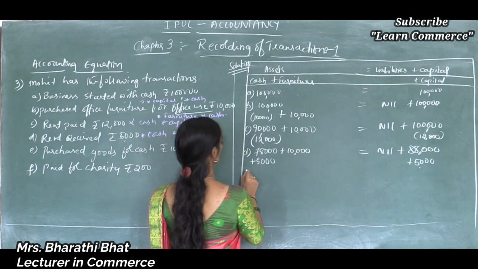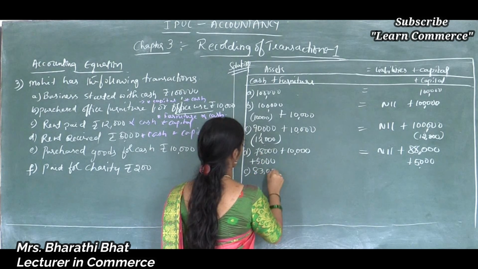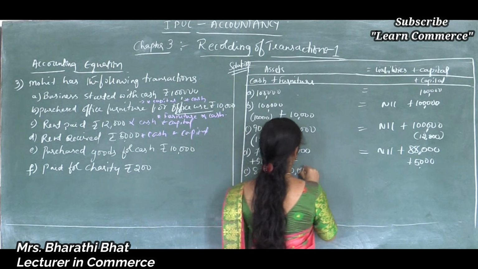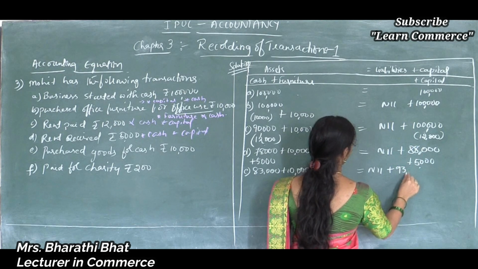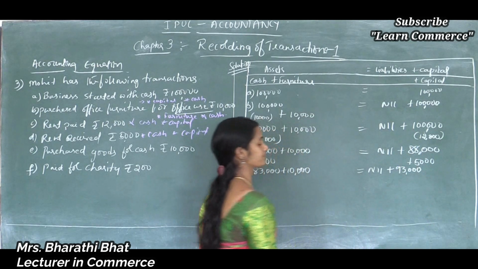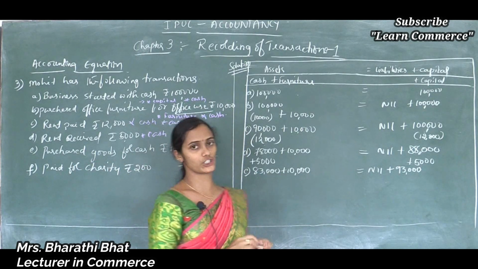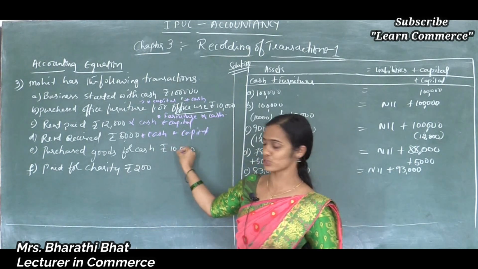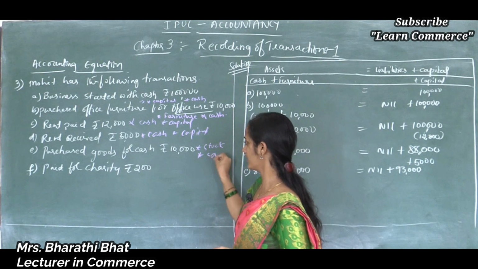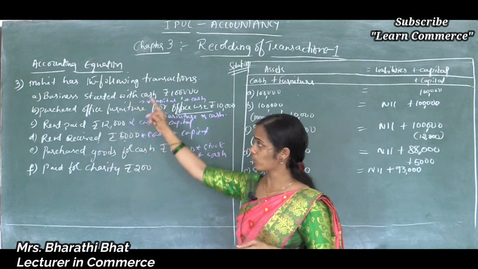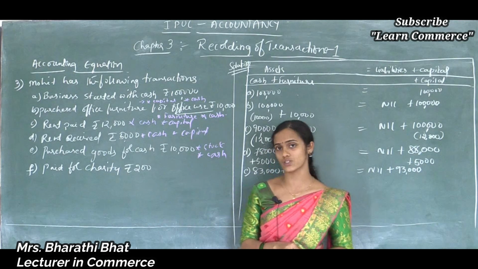Clear? So here how much? 78 plus 5,000, 83,000 plus 10,000, nil plus 88 plus 5, 93,000. Clear? Next one, purchased goods for cash. The simple transaction, purchased goods for cash. One is stock, another one is cash. We paid cash, meaning Mohit paid cash. So stock and cash are the two accounts affected here.